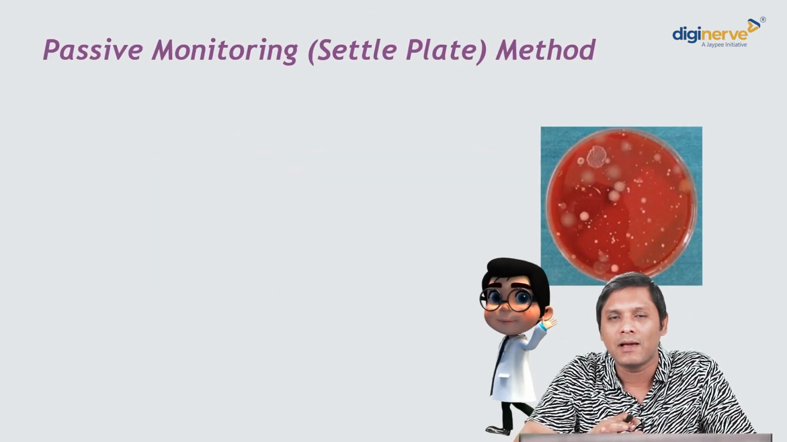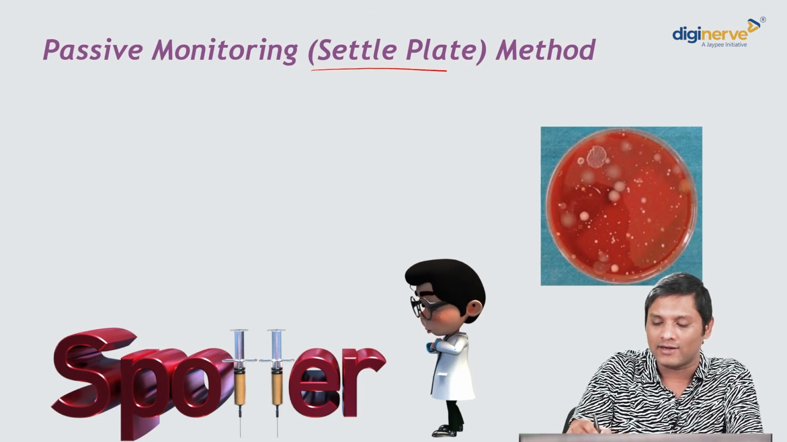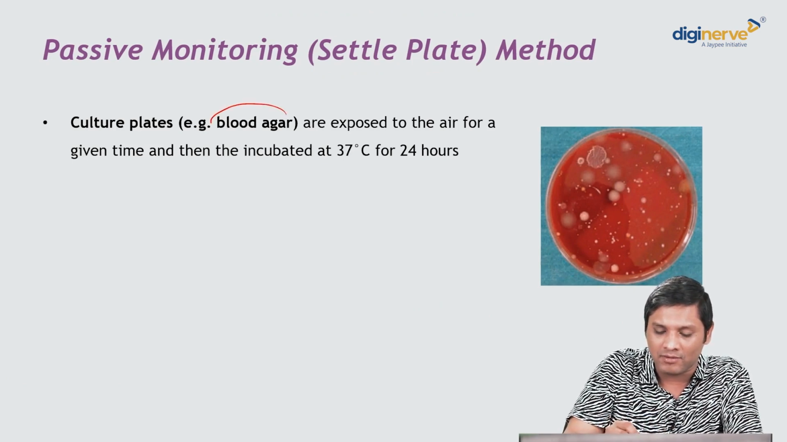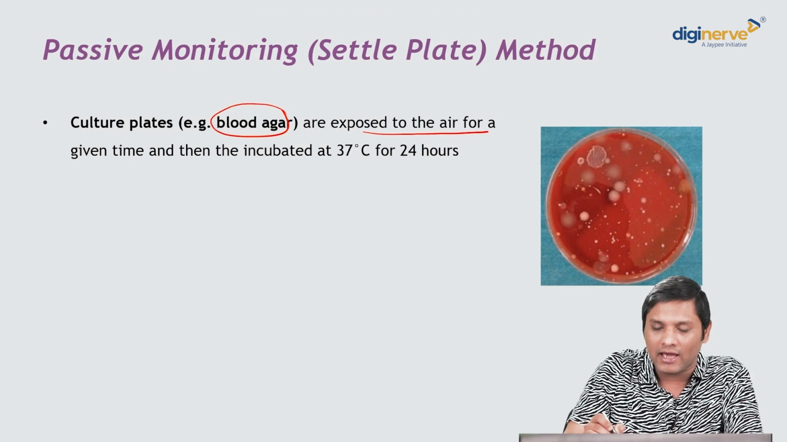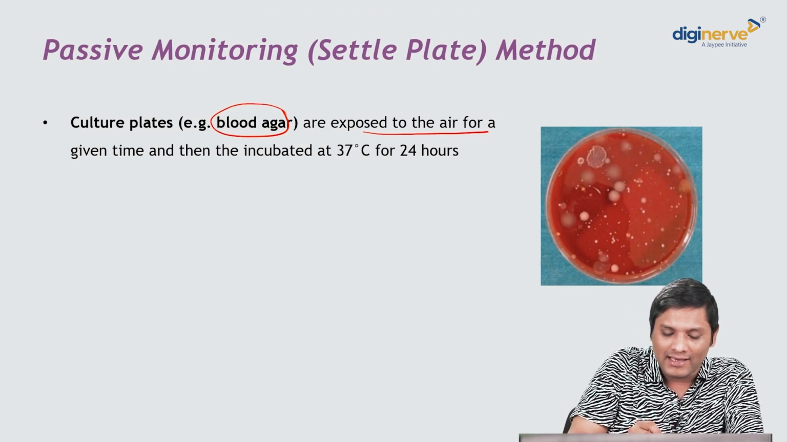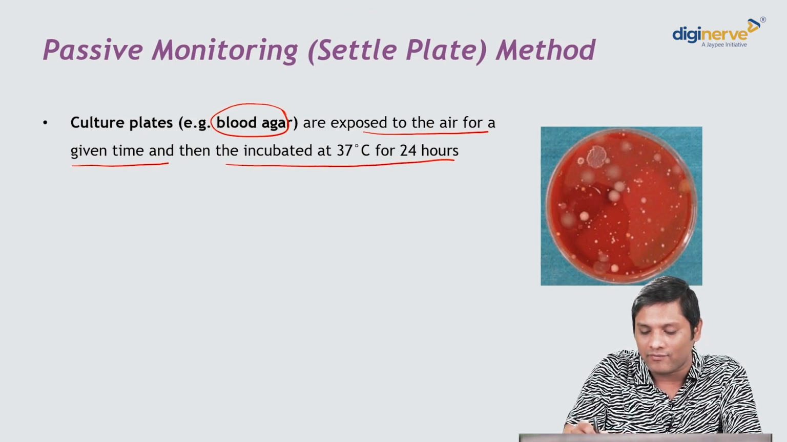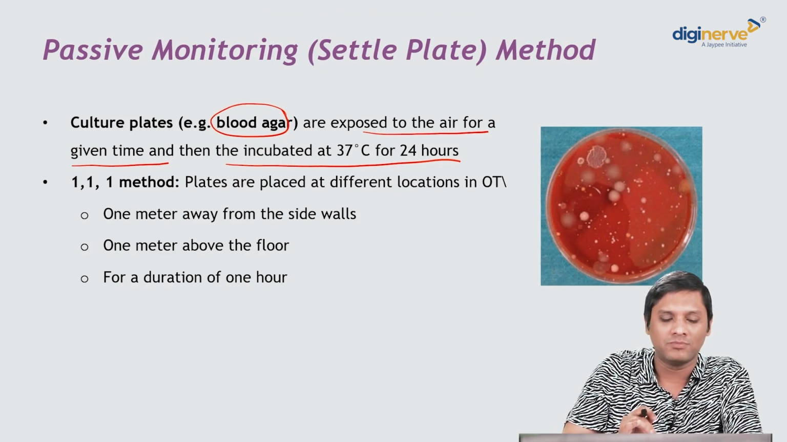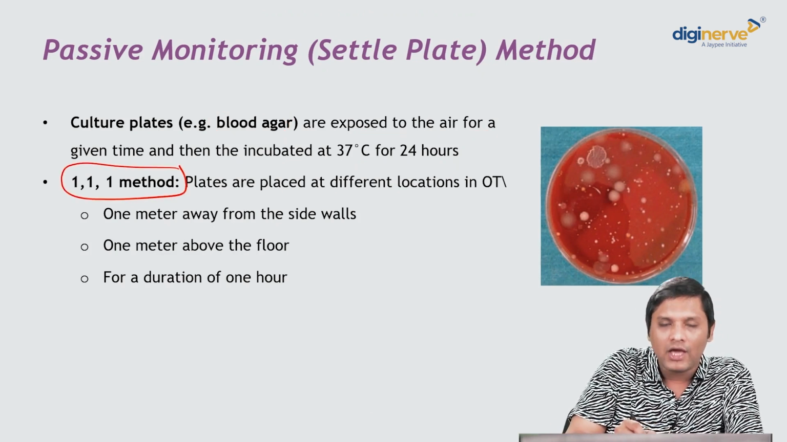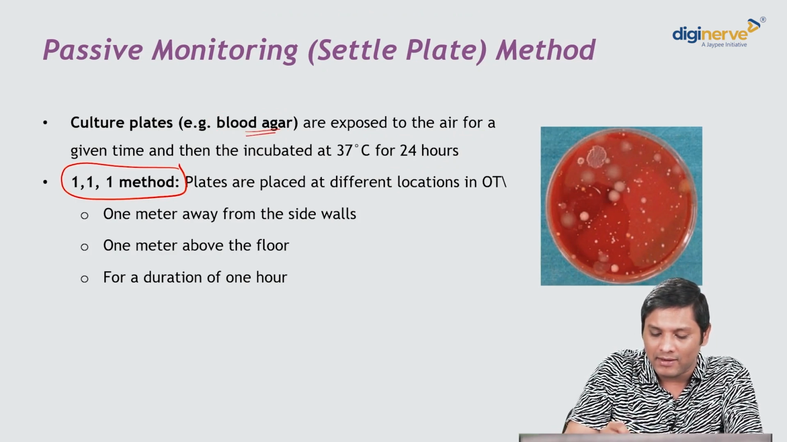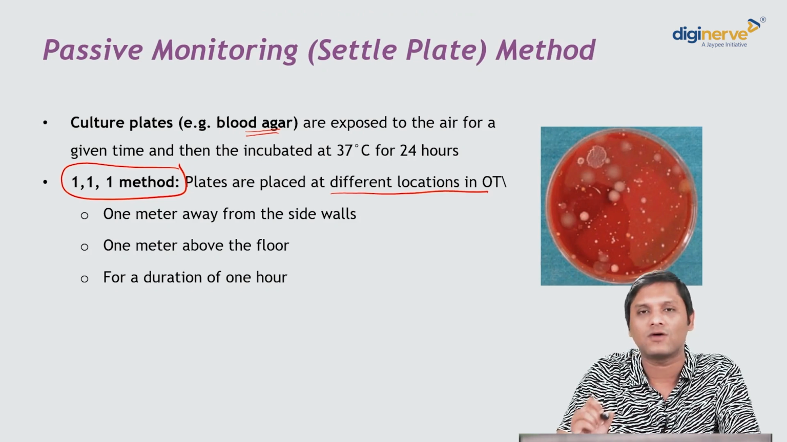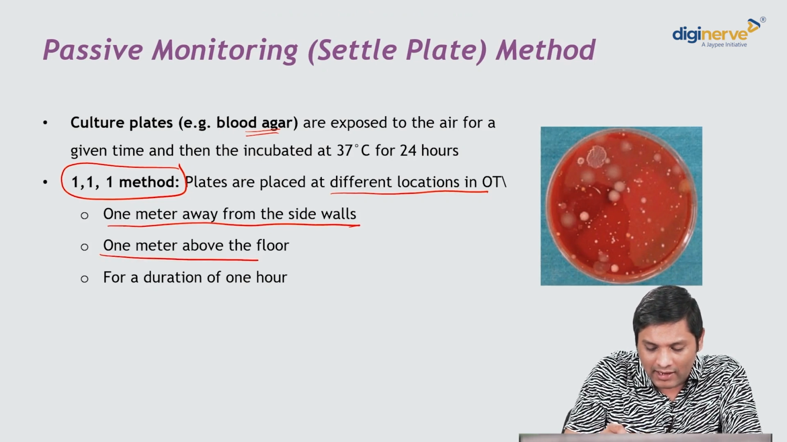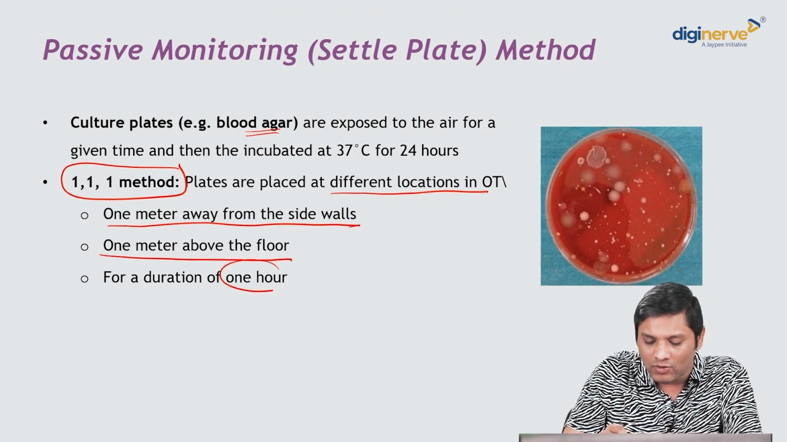The first method is passive monitoring, also called as settle plate method. In this method, what we do is various culture plates, for example blood agar, are exposed to the air of the operation room for a given period of time, and incubated at 37 degrees centigrade for 24 hours. The most common method followed is called the 111 method. In 111 method, the blood agar plate is placed at different locations of operation theatre, 1 meter away from the side wall, 1 meter above the floor, and for a duration of 1 hour.